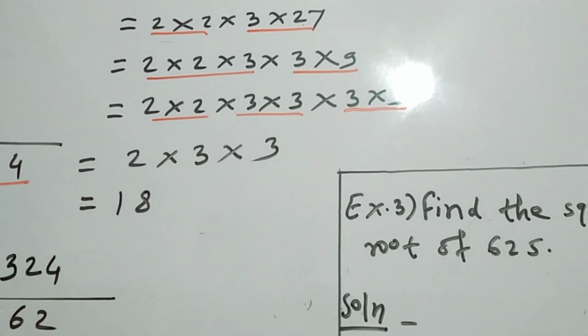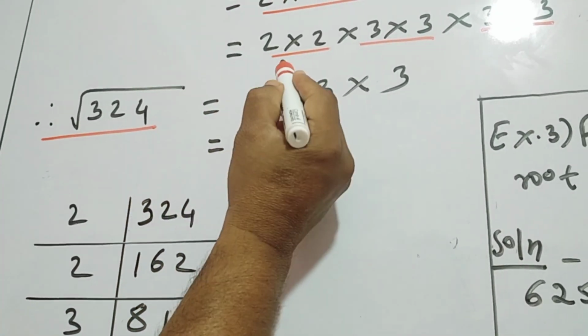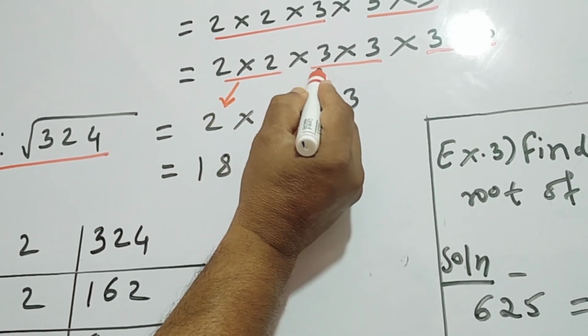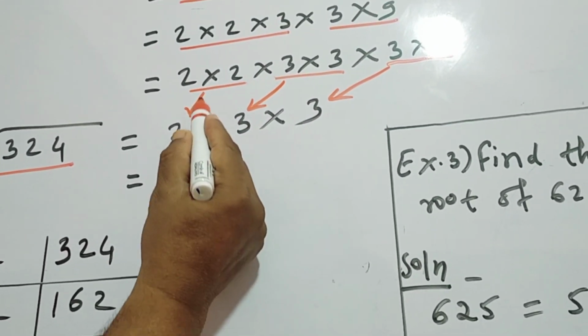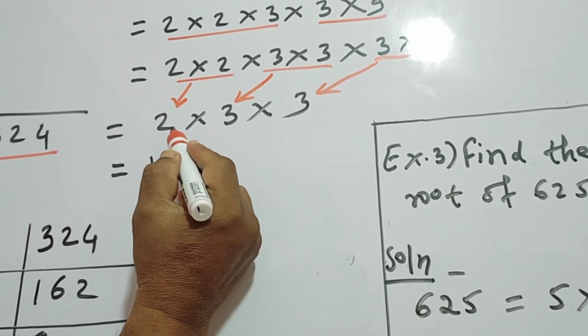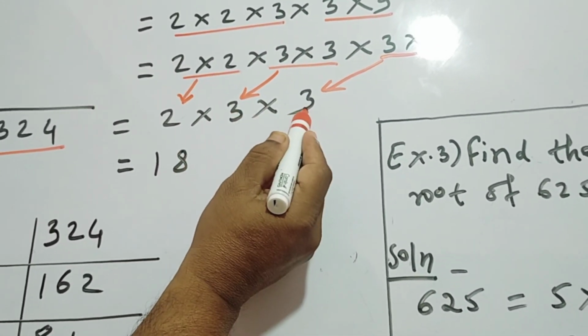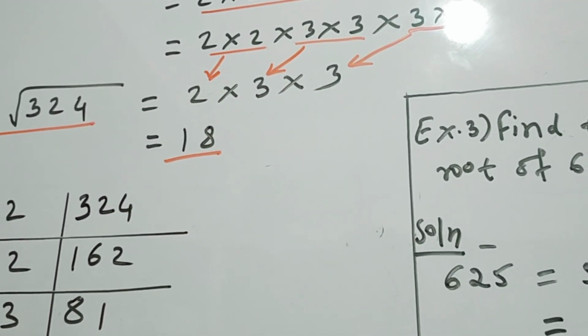And then take square root of 324. Square root of 324 is equal to, take one number from each pair and find their product. 2 from first pair, 3 from second pair, 3 from third pair. Find their product. 2 into 3, 3 into 3. 2 into 3, 6, 6 into 3, 18. So 18 is the square root.